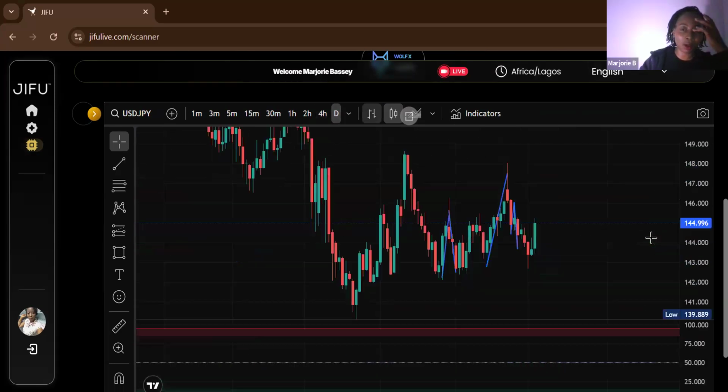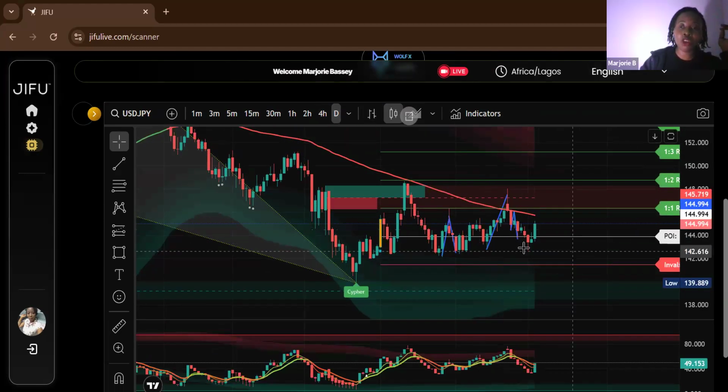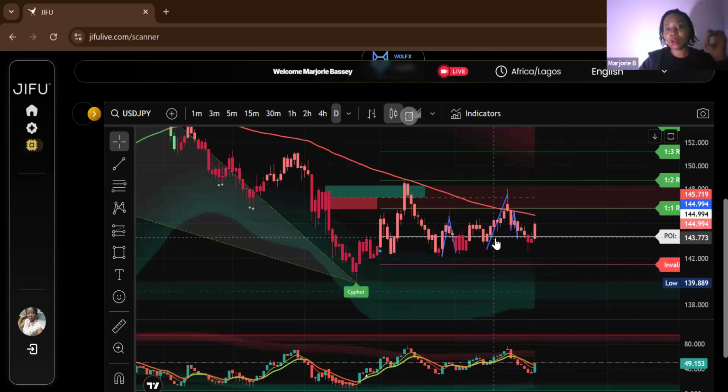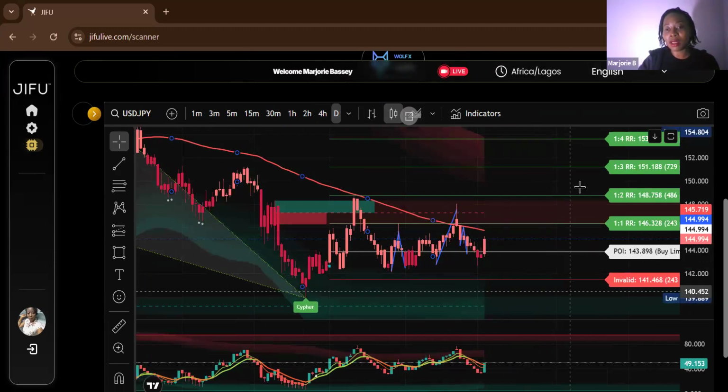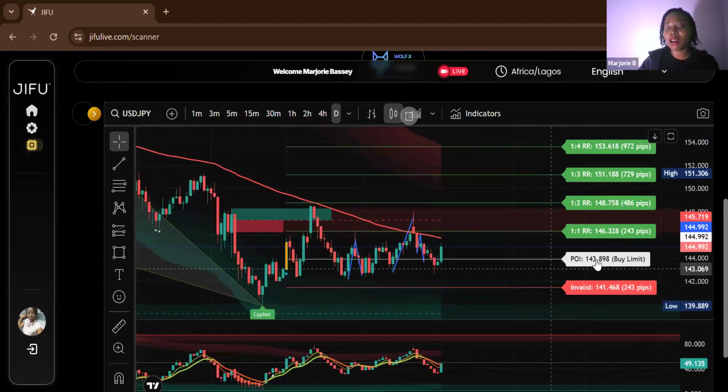If you check on the daily time frame, there are still orders that were in this zone. There are orders in this zone that needed to be picked up. These orders were picked up, and on the daily time frame, you actually have a buy idea.